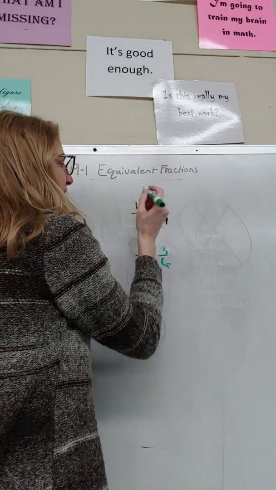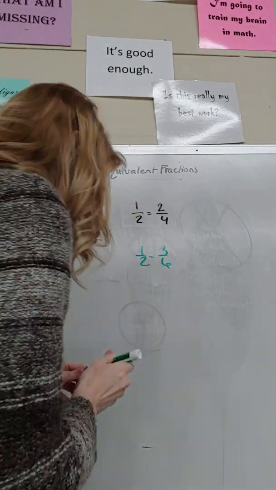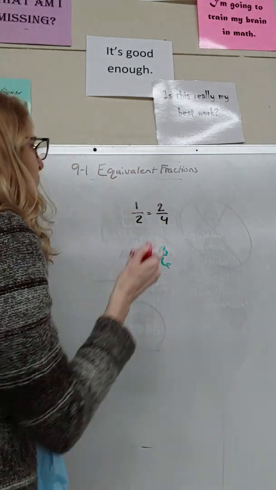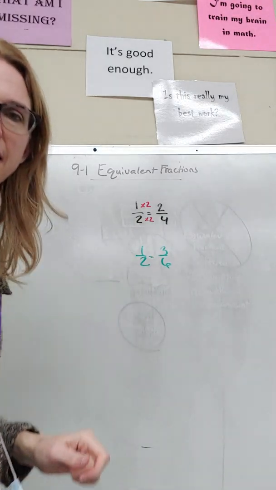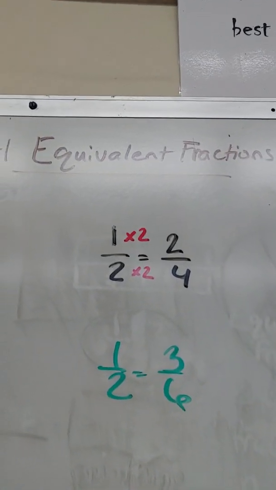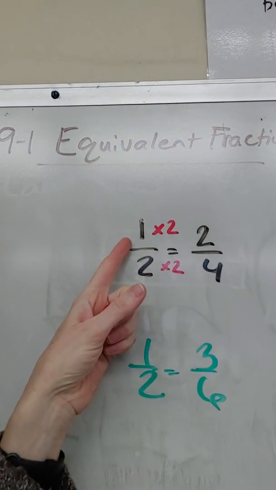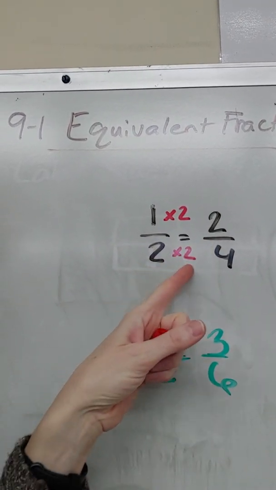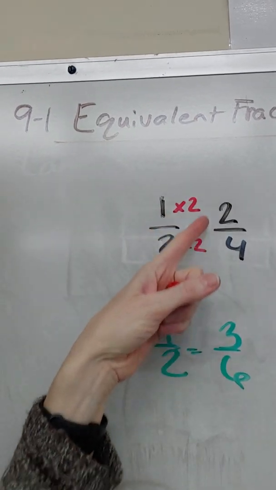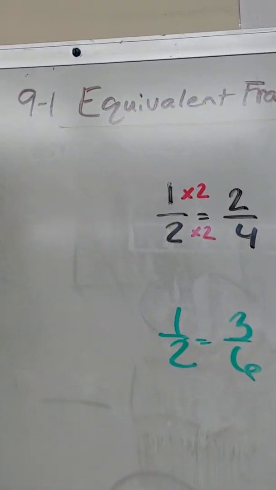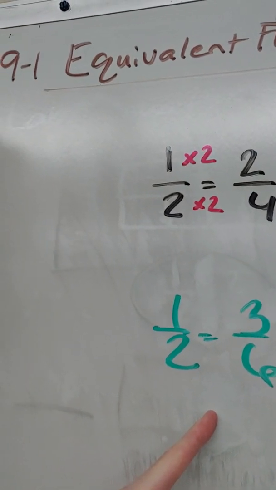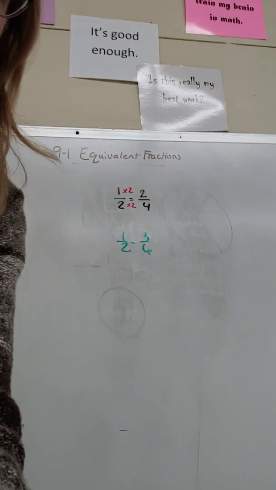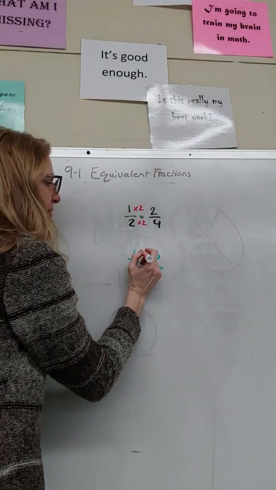So do you see how if I would take this, and maybe I'll switch to a different color to make it stand out, if I would take both the top and the bottom number here and multiply them by 2, I would get my fraction over here. So 1 times 2 is 2, and 2 times 2 is 4. I multiplied both by 2, and I got my equivalent fraction. Okay, so thinking about that, what could I do to this guy down here? Okay, what could I do to that guy? Yeah, I could do times 3.